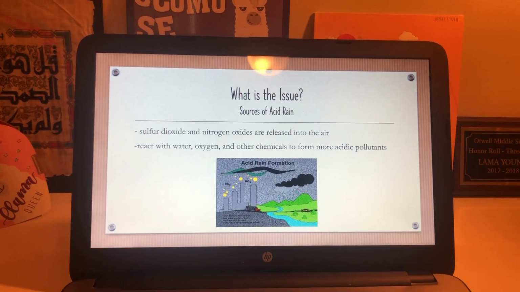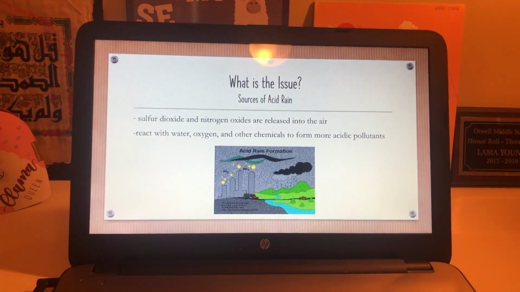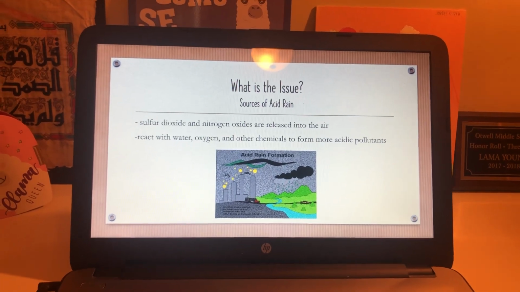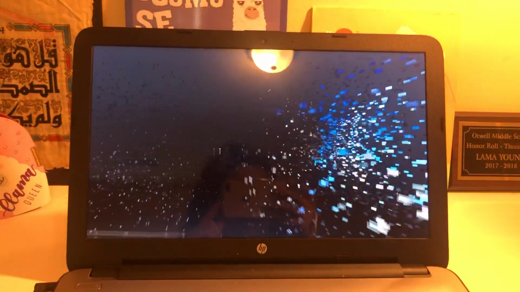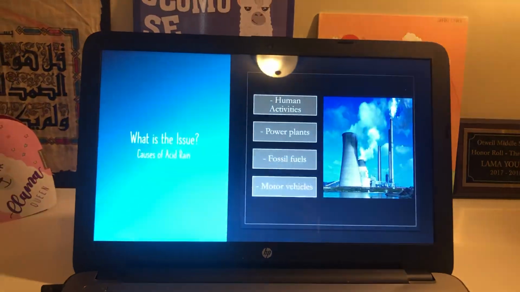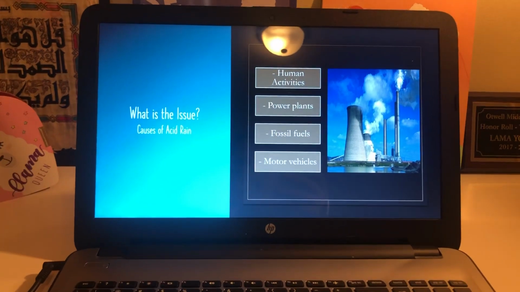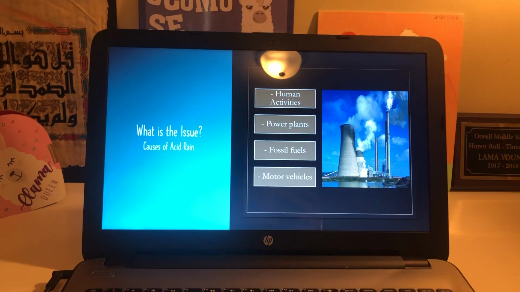The sources of acid rain are sulfur dioxide and nitrogen oxides. When these chemicals are released into the air, they react with water, oxygen, and other chemicals to form acidic pollutants. The causes of acid rain are majorly human activities. By human activities, I mean the burning of fossil fuels through power plants, motor vehicles, and other industrial activities.